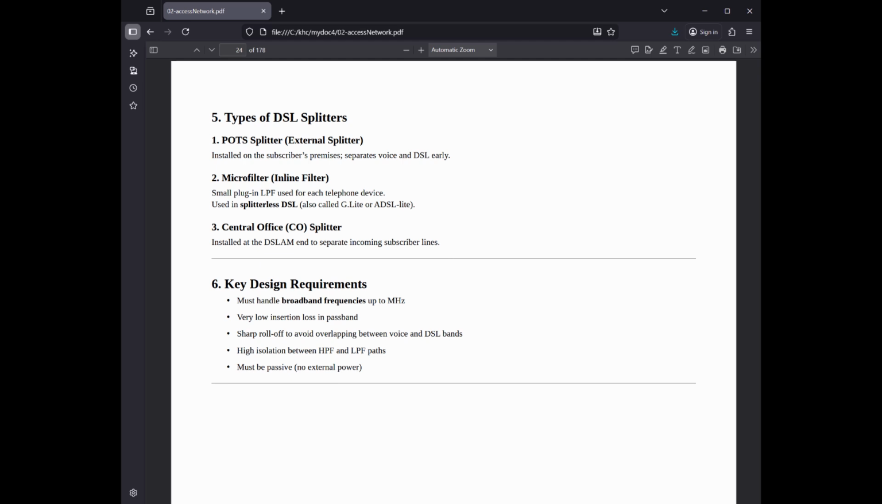It must provide high isolation, often greater than 55 dB above 25 kHz, to prevent DSL signals from leaking into the telephone handset. VDSL2 support: modern splitters must support a bandwidth up to 30 MHz to accommodate VDSL2 Profile 30 high-speed services.